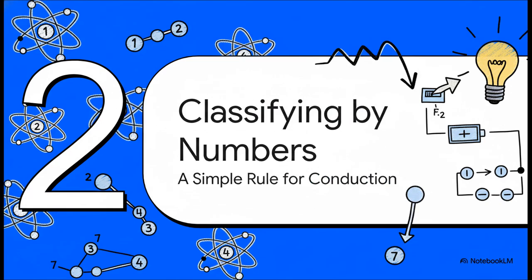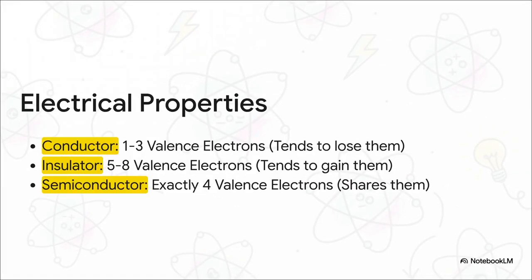Okay, so this all leads to a rule that's almost too simple. Believe it or not, you can figure out if something will conduct electricity just by counting. Yep, just by counting the number of electrons in that outer shell. It's really that easy. So here are the rules of the game. If an atom has just 1, 2, or 3 valence electrons, well, it's way easier to just give those away than to try and find 5 or more to complete the shell. These guys are conductors. Now, on the other end, if you've got 5 to 8, you're so close to being full. So you're going to hold on tight to what you have and try to grab a few more.